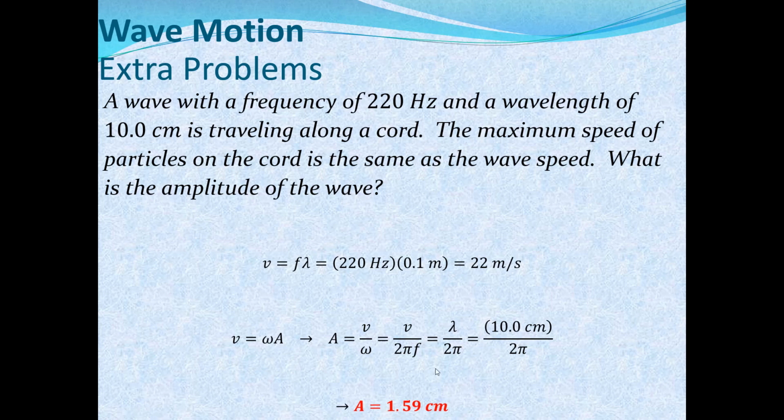Now, this is a little bit serendipitous, and it's only because the max speed is equal to the wave speed. But it is interesting to see that the amplitude seems to be related to the wave number. If you remember, this is equal to 1 over the wave number. So it seems like the amplitude is 1 over the wave number. But again, only in this specific case. It's a little bit of serendipity.